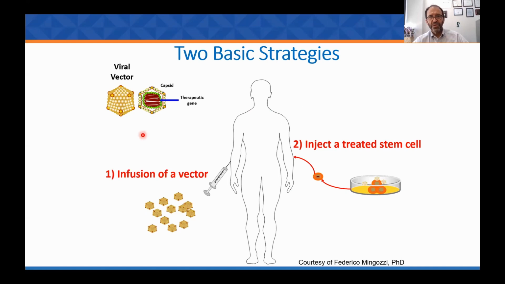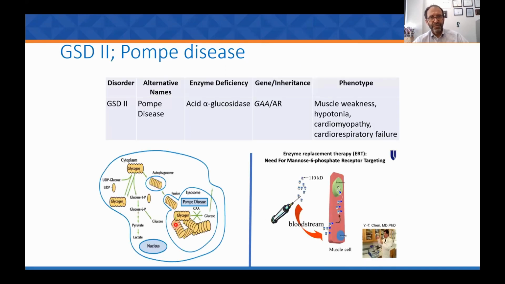So this is an example of two approaches to gene therapy: either infusion of a vector like an IV medication, or injecting a treated stem cell. We and others are proceeding with the infusion of the vector, like shown on the left here, with a simple IV. For Pompe disease, as this audience knows, there's a deficiency of GAA that leads to accumulations of glycogen in the lysosomes in muscle. It causes muscle weakness, hypotonia, in some patients a cardiomyopathy, and can result in cardiorespiratory failure.